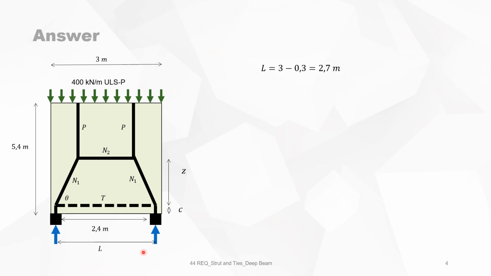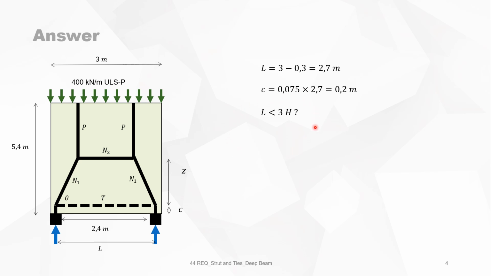The L that you have to take into account is of course the total width L minus 2 times half of the width of the support, which was 0.3 meter. You can estimate C as 0.075 times the length L, which gives you 20 centimeters.